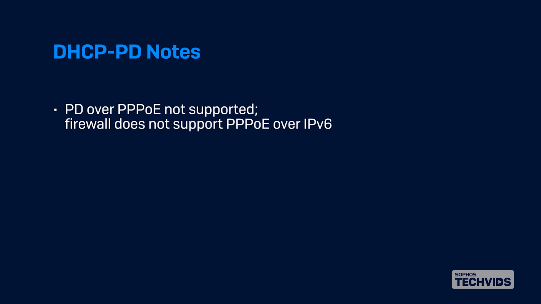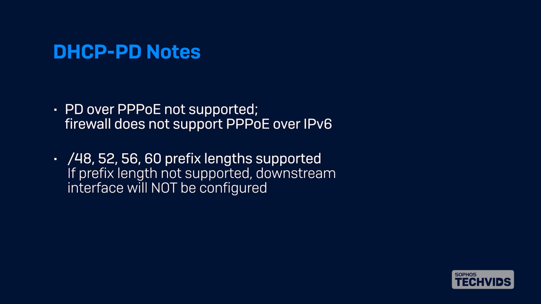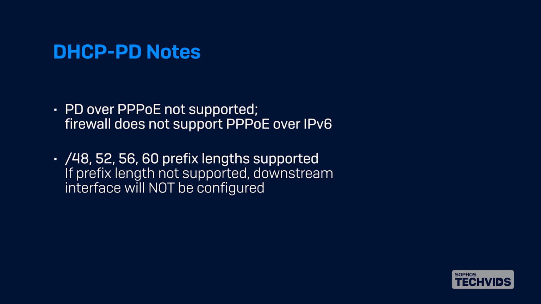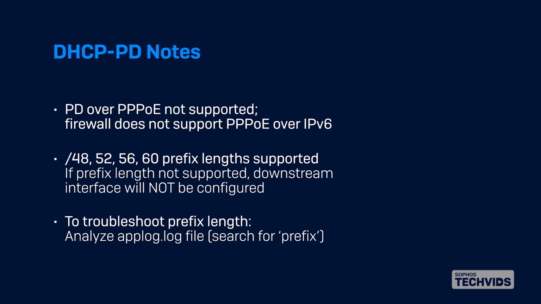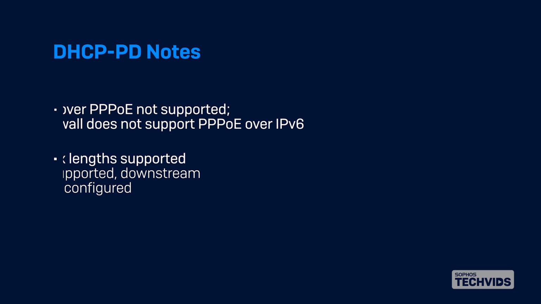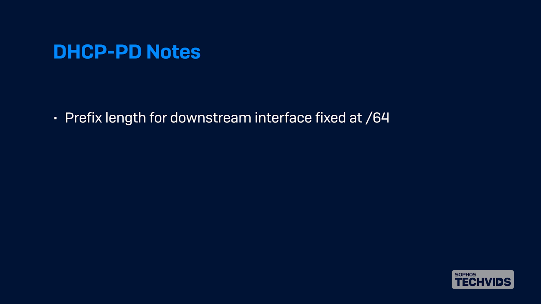Finally, I'll cover some important points to note about DHCP prefix delegation. First, prefix delegation over PPPoE is not supported by the firewall, and the firewall currently does not have PPPoE over IPv6 support. Supported prefix lengths include /48, /52, /56, and /60. If the prefix length is not supported, the downstream interface will not be configured. To troubleshoot any prefix length issues, analyze the applog.log file and search for the keyword prefix. The prefix length for the downstream interface is fixed at /64, as I mentioned before.